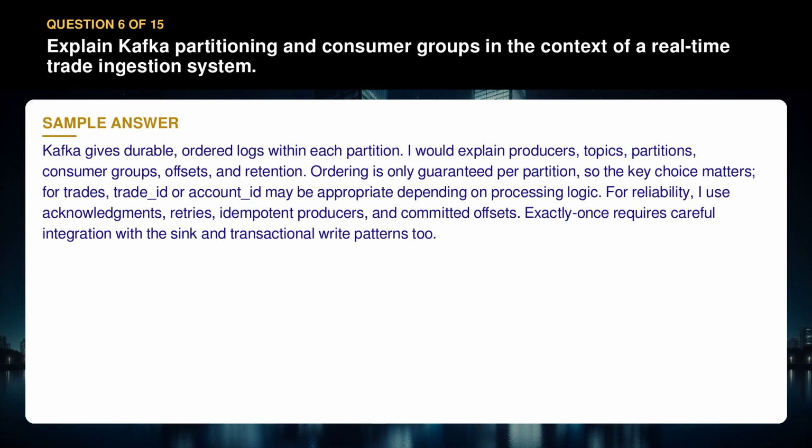For trades, trade ID or account ID may be appropriate depending on processing logic. For reliability, I use acknowledgements, retries, idempotent producers, and committed offsets. Exactly once requires careful integration with the sink and transactional write patterns too.